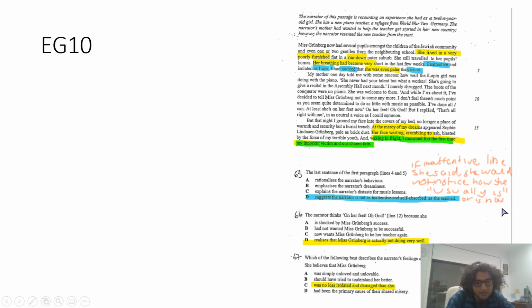So that's what it's explicit. C, does it talk about... let's look at why A, B, and C are wrong. A, rationalizes narrator's behavior. No, it doesn't do that. B, emphasizes the narrator's dreaminess. Does it explicitly talk about her dreaminess? I don't think so.